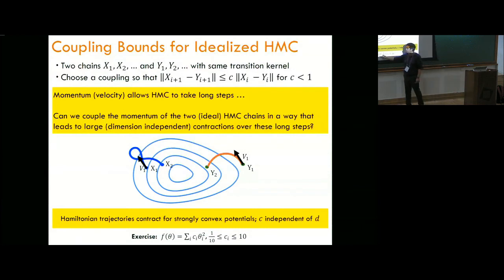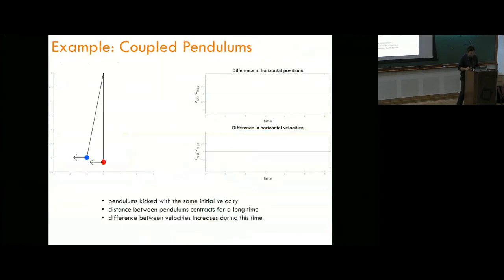So you can show that this will contract, and I'm going to show you the pendulum example. These trajectories will contract basically for a time which is something like 1 minus 1 over the condition number. The contraction is in the Euclidean norm. I'm not going into a lot of mathematical details because I want to focus more on the idea. So here is the setup.